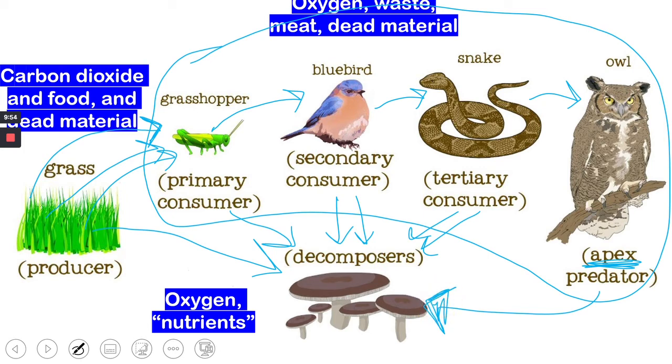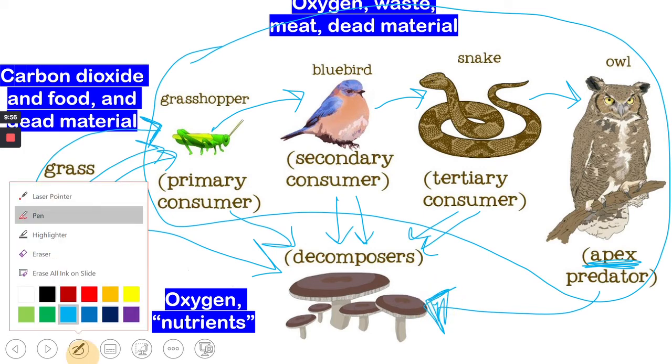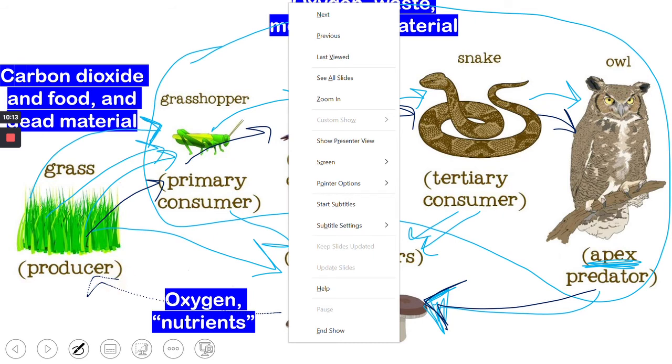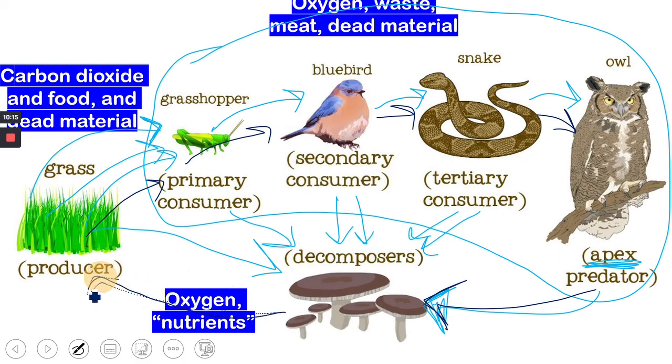Are you seeing the cycle? It starts at the grass with my producer, and it goes to my consumers. It goes through all the consumers, and now it's going to the decomposers. And we know the decomposers are going to give off carbon dioxide and leave behind those nutrients, which the plant will then take in. So I'm going to draw my arrow there. So it's like a big circle.